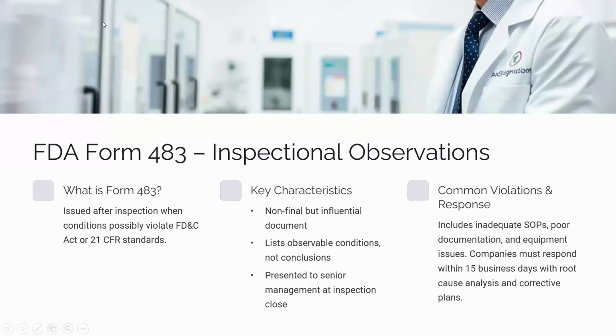So, what is FDA Form 483? FDA Form 483 is an inspectional observation report which is issued by the US FDA. They basically issue this document to a company at the end of an investigation.